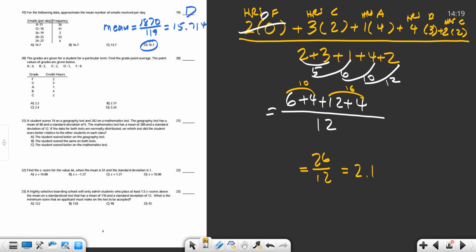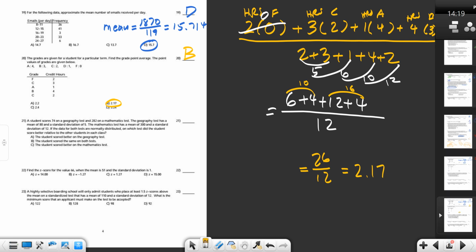This should be a 2.1. It should be 1 and 6 repeated. Let me just check it to make sure. Yes. And then that rounds to 2 decimal places to 2.17, which in this case is answer choice B. And for number 20, B is correct. Okay, so let's go ahead and do this again.